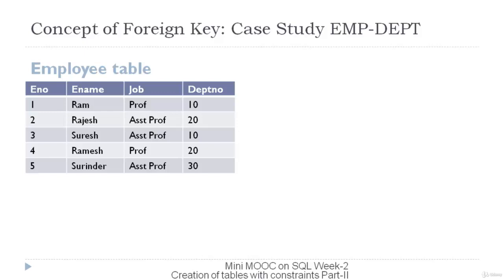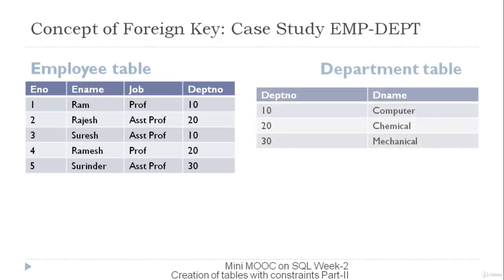For this, the solution is foreign key. To implement it, I will create a master table named as department with columns department number and department name and insert all valid department numbers into this table. Department number of department table will be made as primary key.